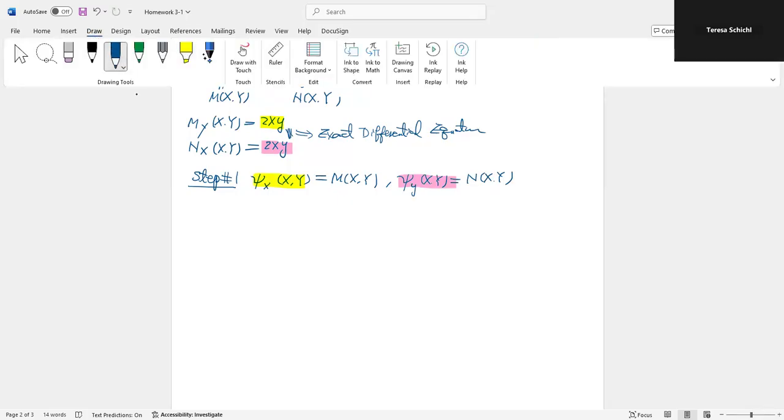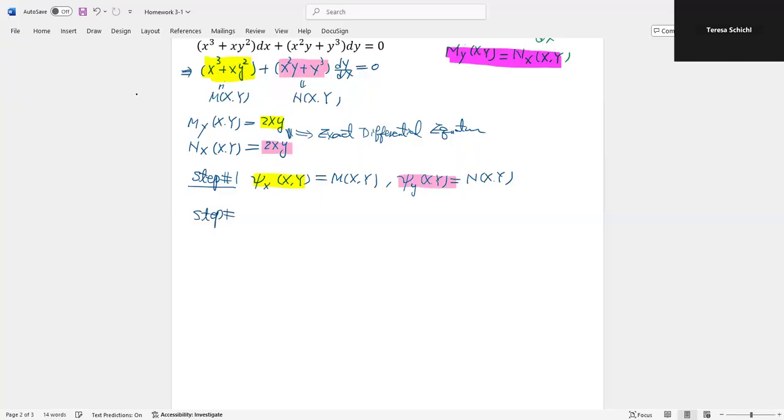Okay, so now after I assigned that, my step number 2, like I say, is always the same step, just like when we did the Bernoulli differential equation. So in step number 2, I'm going to integrate this yellow function phi_x(x,y) with respect to x. That means my M(x,y) here is x cubed plus xy squared. I only integrate with respect to x, so y is a constant, right?